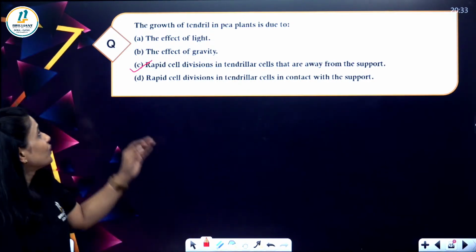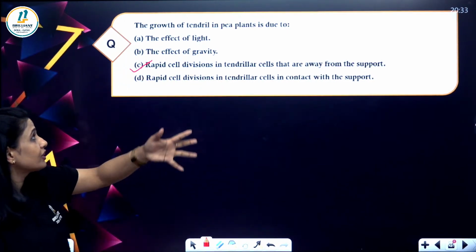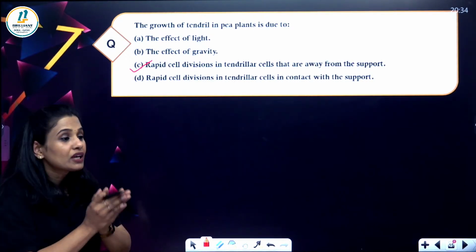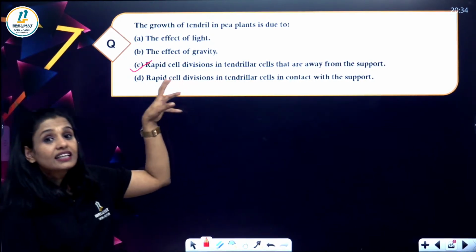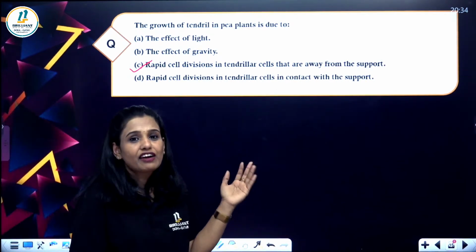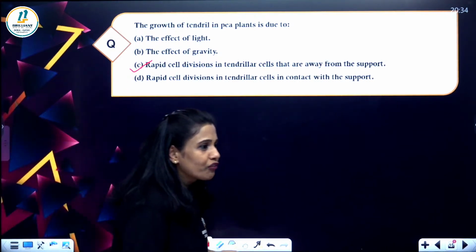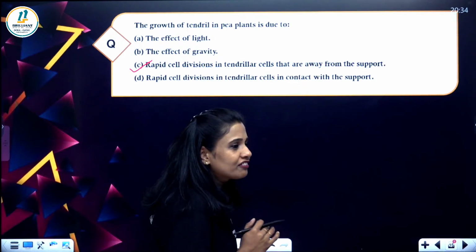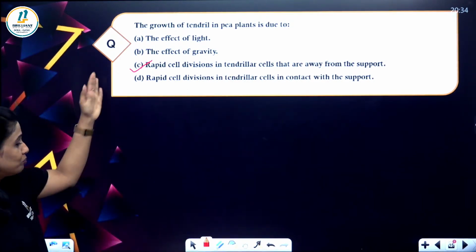So here the growth of tendril in pea plants is not due to the effect of light, not due to gravity. It is due to rapid cell division. But one thing you have to remember, it is the rapid cell division happening in the cells that are away from the support. So the correct option is option C. How many of you got option C? Samir, very good. Shabnur, very good. Emma, very good. It is option C.